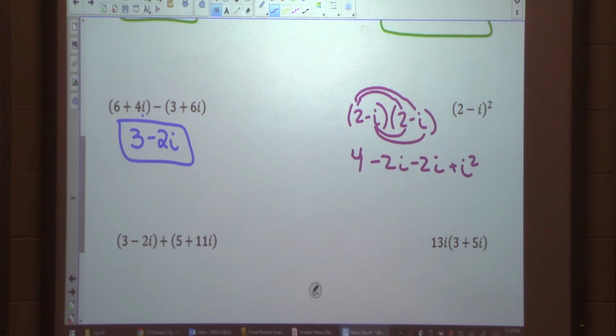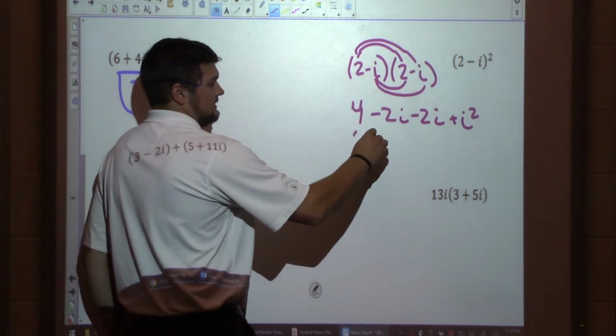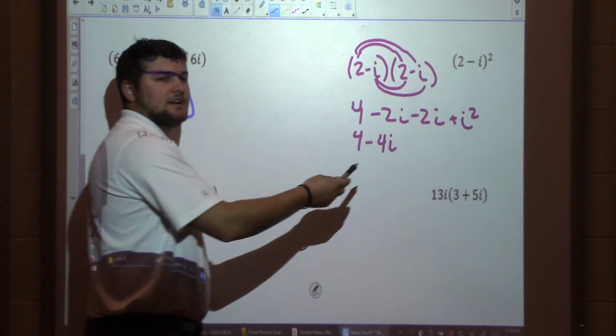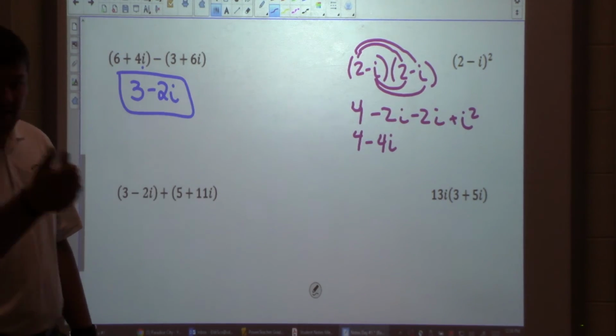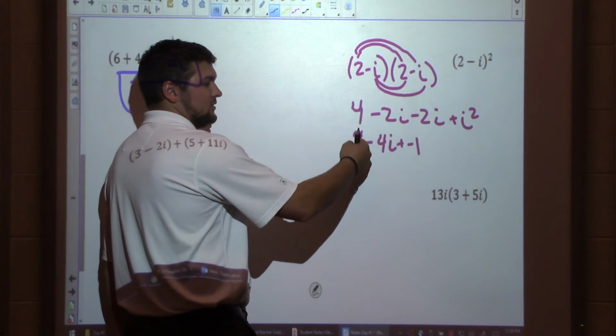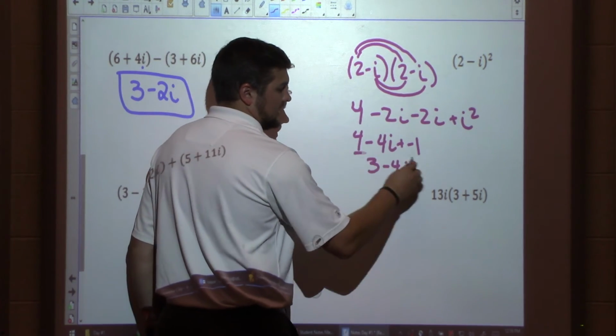Do we all get where those pieces come from? Alright, so I'm going to combine my like terms. 4 minus 4i. Hey, what should I do with that i squared? Make it a negative 1. So you do plus negative 1. Combine those like terms. 4 minus 1 is 3, minus 4i.